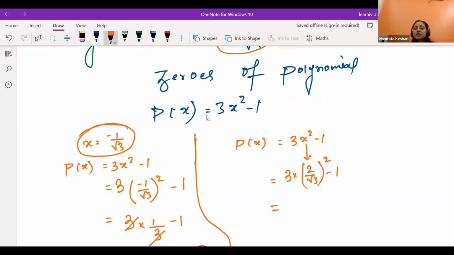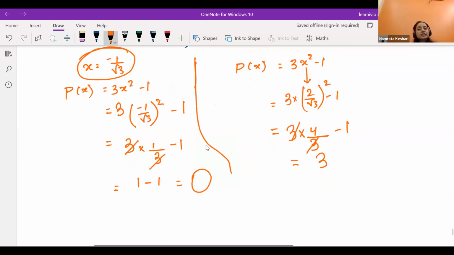Solving the question part I'll leave to you from the next class. Today I'm doing it quickly. If not clear, let me know. So 3 into 4 by 3 minus 1. 3 and 3 are gone. 4 minus 1 is just 3. Is the x value a zero of this polynomial? No. So the first value, minus 1 by root 3, is a zero of this polynomial, but the second value is not a zero of the given polynomial. Any confusion so far? So zero is done.